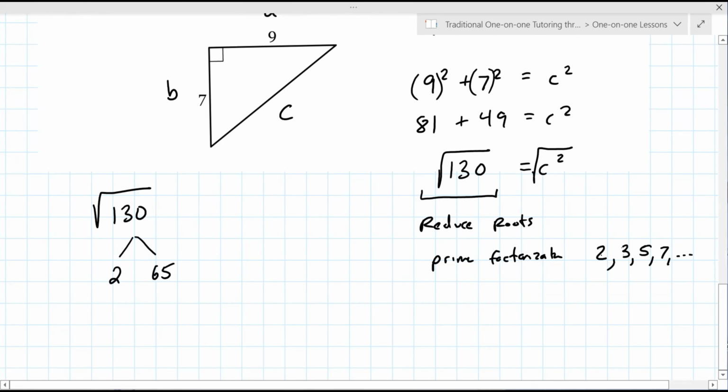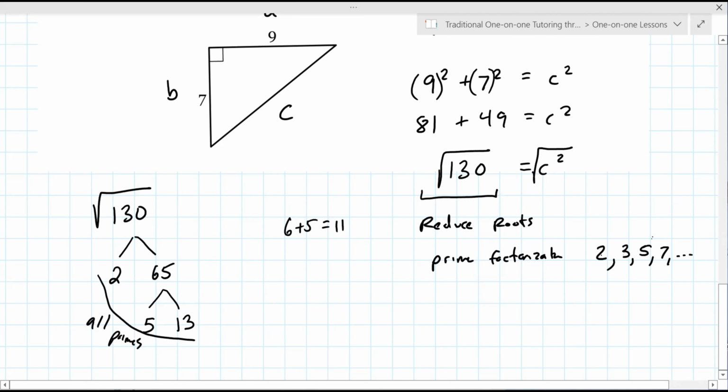So then you try 3. The divisibility rule for 3 is that the digits add up to a multiple of 3. 6 plus 5 equals 11. That is not a multiple of 3, so that's out. Then you go to your next prime number, 5, and 5 does work because it ends in 5 or 0. It ends up being 5 and 13. And what you should have are all primes on the leaves here.